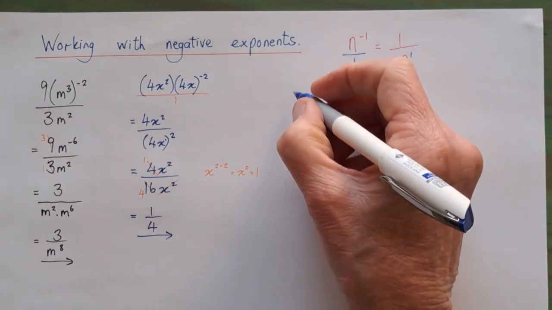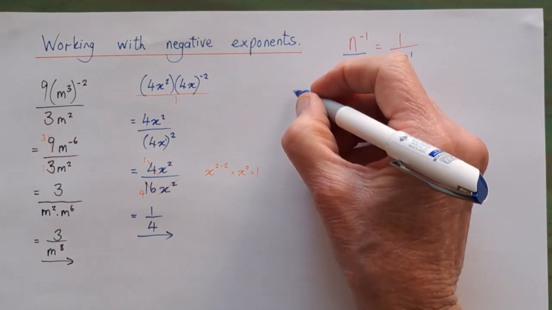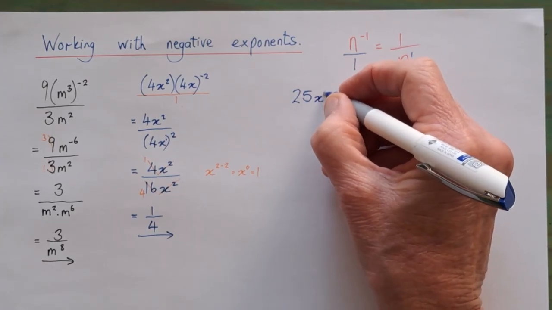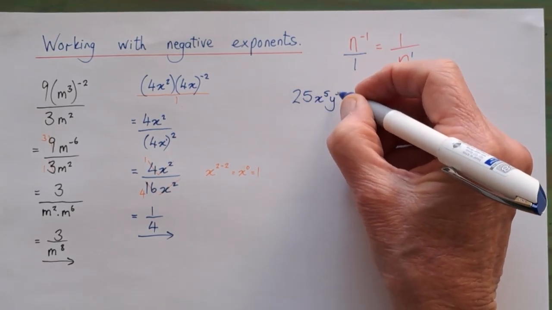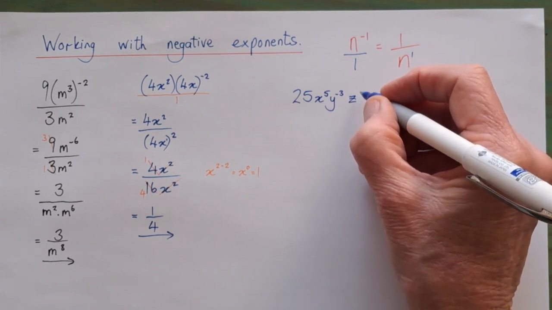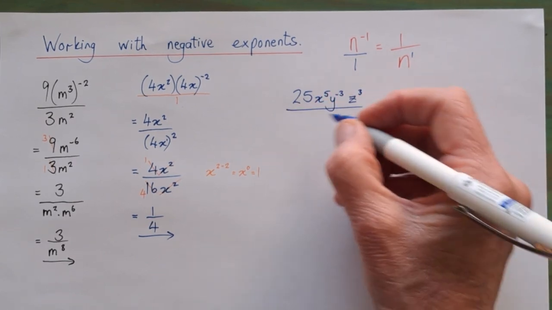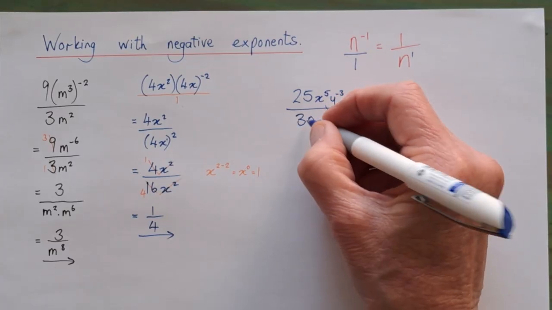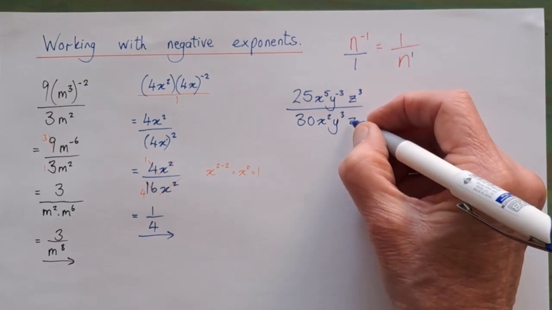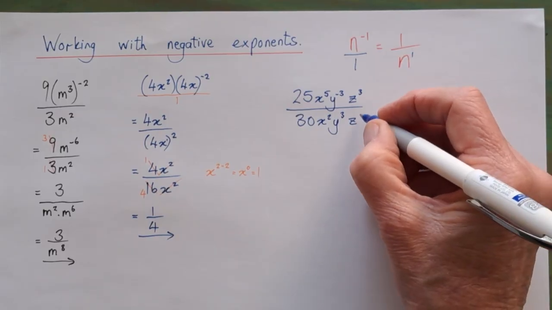Let's have a look at something with a little bit more detail. 25, x to the 5, y to the -3, z to the 3 over 30, x squared, y cubed, z to the power of 6.